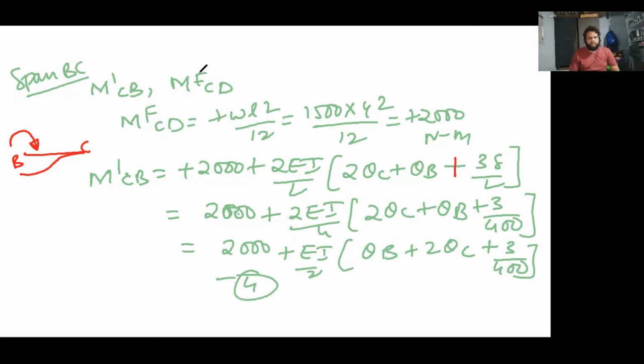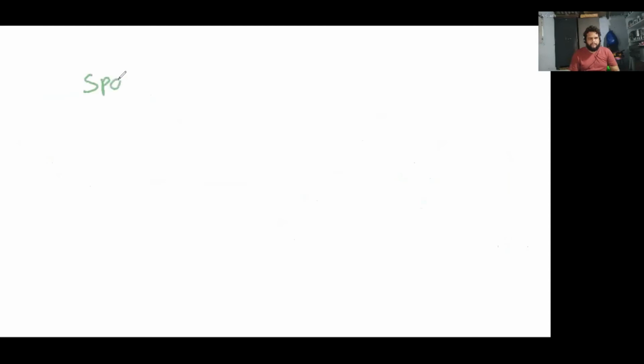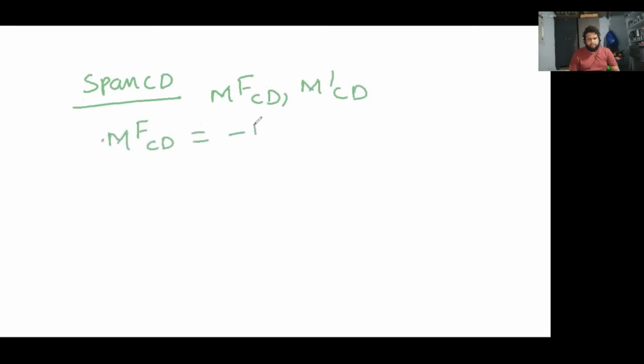Right. Next we have to go for span CD. In span CD, again we have to calculate MFCD and M dash CD. So MFCD equal to how much? The formula will become minus WL by 8. For midpoint loading, the formula is WL by 8. Otherwise, you can use WAB square by L square, and you will get the same answer. This is the shortcut formula.